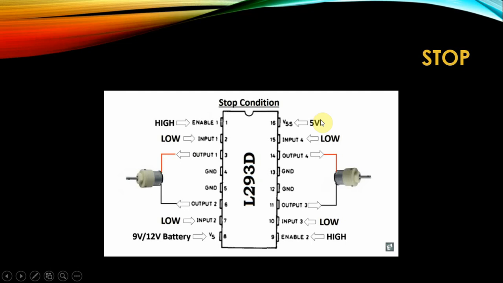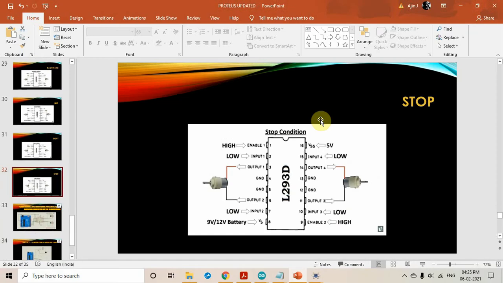And finally, the stop condition is keeping all the motors low. That means no current is passing through any motor, so no motor will rotate. This is the working of the motor driver, and how we can control two motors. So let's move on to the Proteus section.